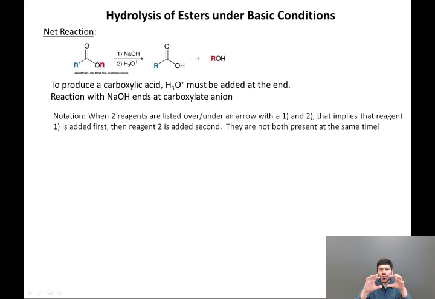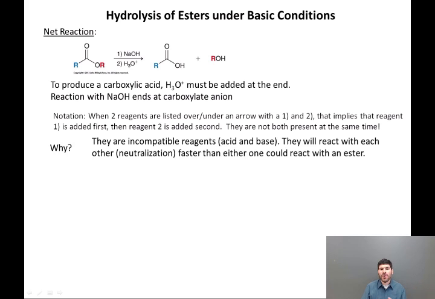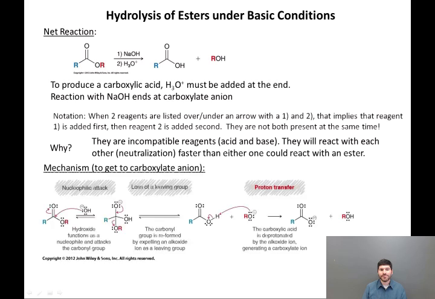When you list two reagents over and under an arrow with a 1 and a 2, this implies that reagent 1 is added first and then reagent 2 is added second. They're not both present at the same time. Why? Because they are incompatible reagents. You have a strong acid and a strong base. They will react with each other in a neutralization reaction faster than either one of them could react with an ester. Okay, so let's look at this mechanism, at least to get us to the carboxylate anion.